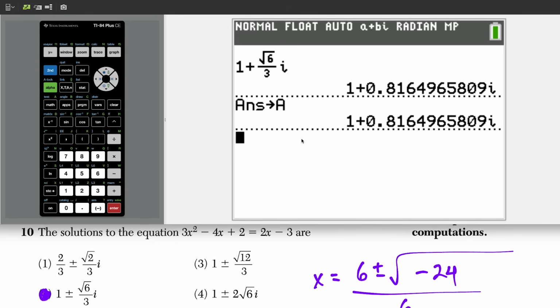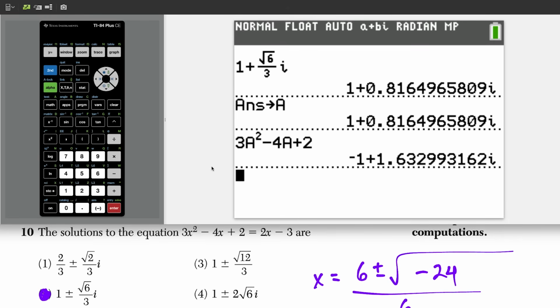That's going to be way too time consuming. So now what I'm going to do is type in the left side and the right side with the letter A. And let's see what we get. We have 3 times alpha math is A, and then I square it. And then I'm going to have here minus 4 times alpha math, and then plus 2. And I get this value here.